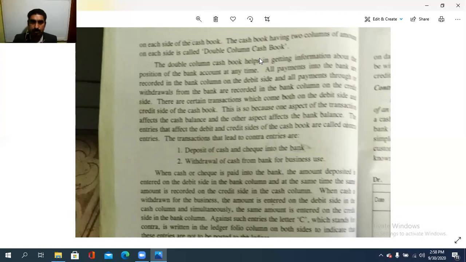Then, the double column cash book helps in getting information about the position of the bank account at any time. All the payments into the bank are recorded in the bank column on the debit side, and all the payments through or withdrawals from the bank are recorded in the bank column on the credit side. That is, withdrawals come on the bank column credit side, and all the deposits, the payments into the bank, come on the debit side. There are certain transactions which come both on the debit side and the credit side of the cash book. This is so because one aspect of the transaction affects the cash balance and the other aspect affects the bank balance. Deposit the amount to bank.